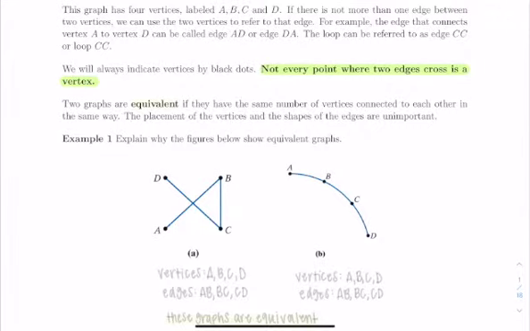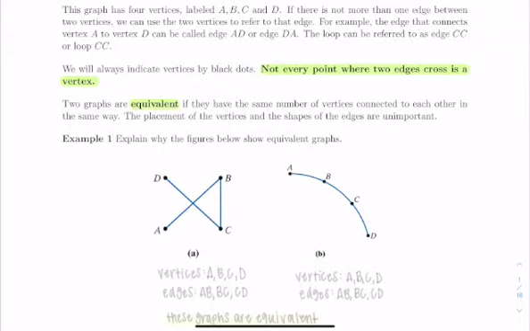If 2 graphs are equivalent, then they have the same number of vertices connected to each other in the same way. The placement of the vertices and the shapes of the edges are unimportant. So they need to have the exact same vertices and the exact same edges to be equivalent. So let's look at the first graph.